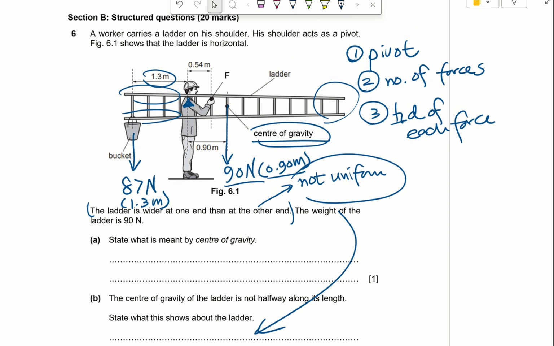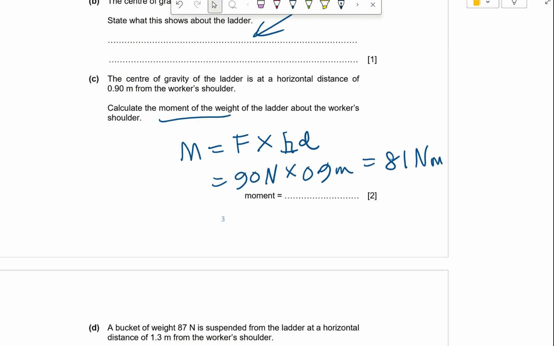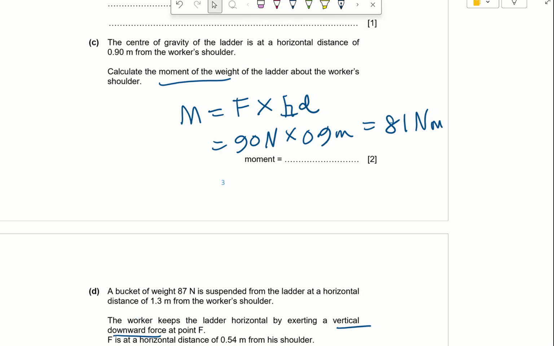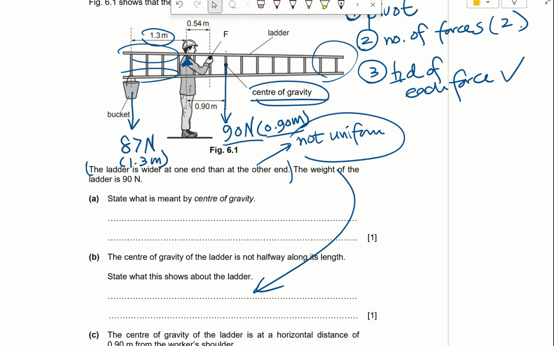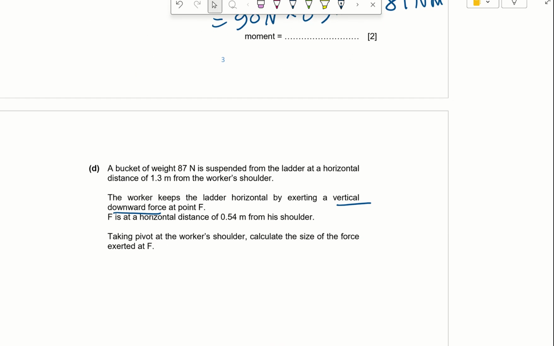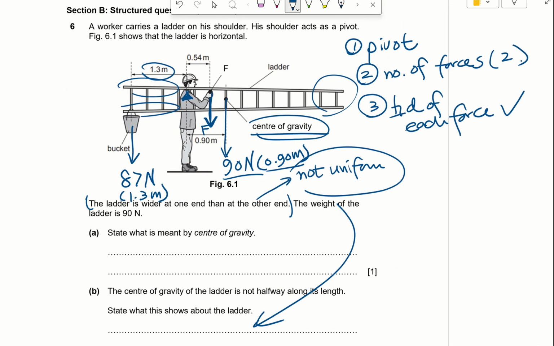Okay, so actually there are how many forces? So far I've discovered two forces. Have I found out the perpendicular distance of each force? Yes. Okay, so let's see what else. The worker keeps the ladder horizontal by exerting a vertical downward force at point F. So where's point F? Point F is over here. He exerts a downward force. Okay, how much is the force? They didn't tell me, but they just call it F, and it is actually at a distance of 0.54 meters.